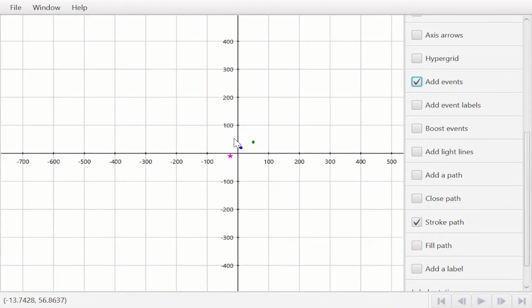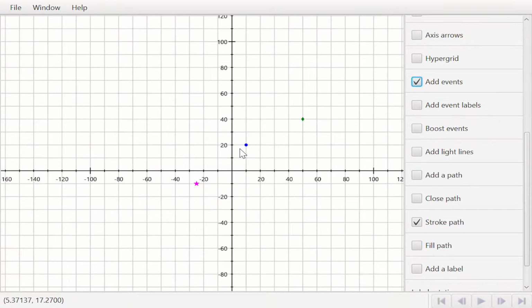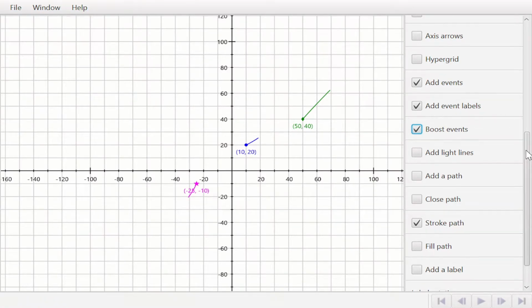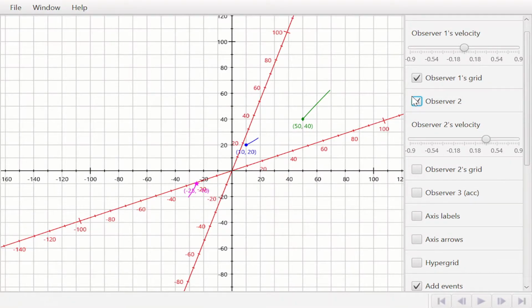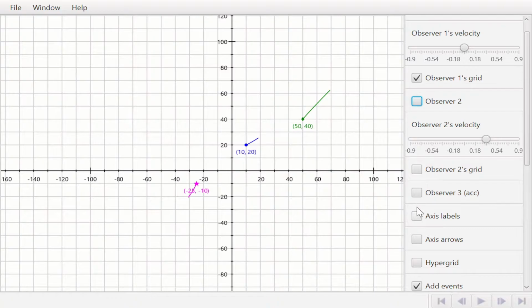I can add events at particular locations. And I can label those, so those are the coordinate points. I can boost the events, and I'm boosting it to the inertial frame of the second observer. So this one. So let's turn on their axis.